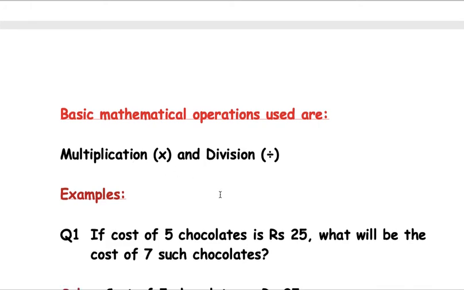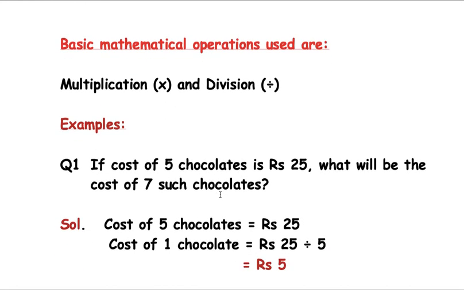Now let's take a few more examples. If cost of 5 chocolates is rupees 25, what will be the cost of 7 such chocolates? Now children, here we know cost of 5 chocolates and we have to find out cost of 7 chocolates. Now we have learned what is unitary method. So let's apply it here. Let's first find out cost of 1 chocolate.